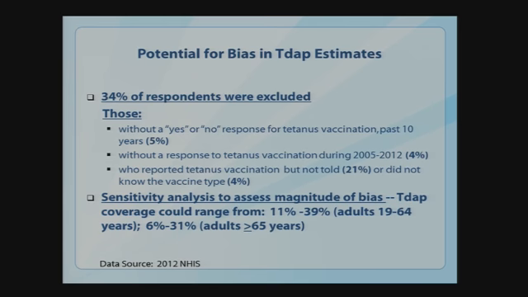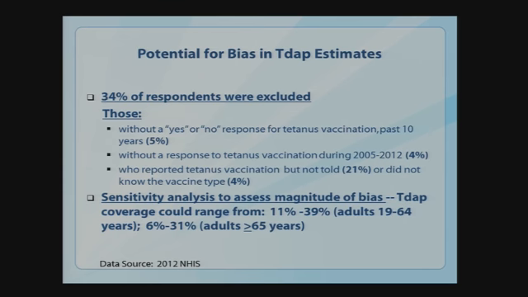The Tdap coverage was estimated after excluding those without a yes or no response to tetanus vaccination during the past 10 years, those without a response to tetanus vaccination during the period 2005 to 2012, and those who reported tetanus vaccination but either were not told or did not know the vaccine type. We conducted a sensitivity analysis to assess the magnitude of potential bias that might result from these exclusions.